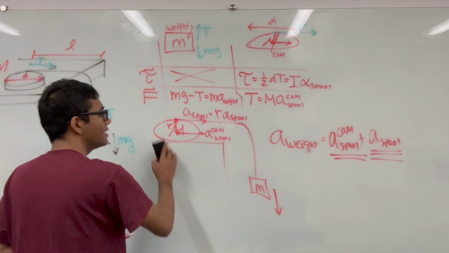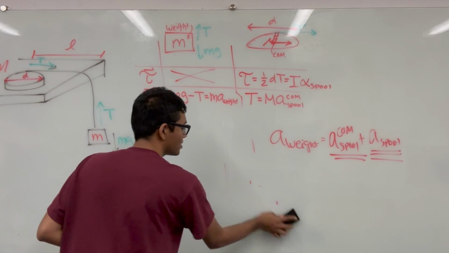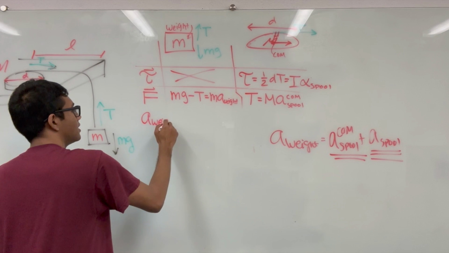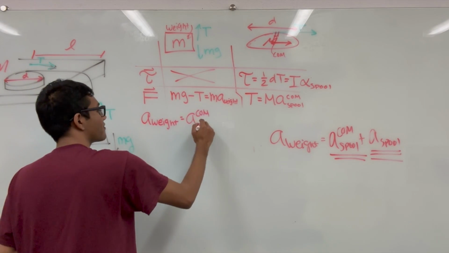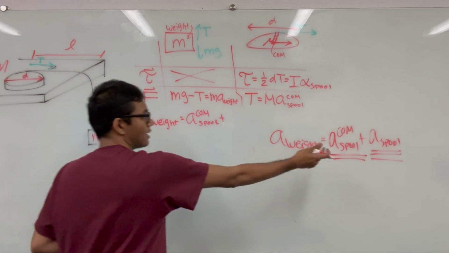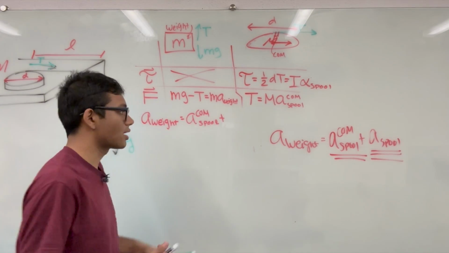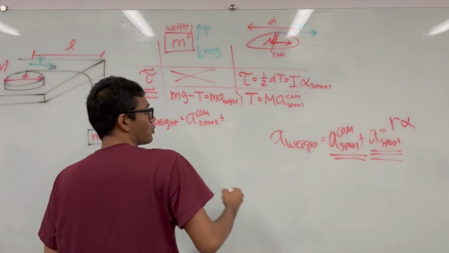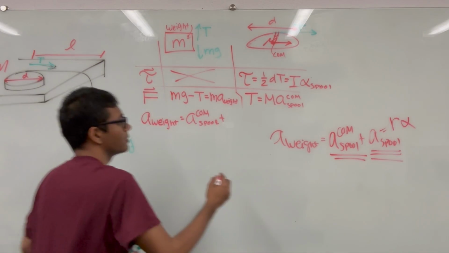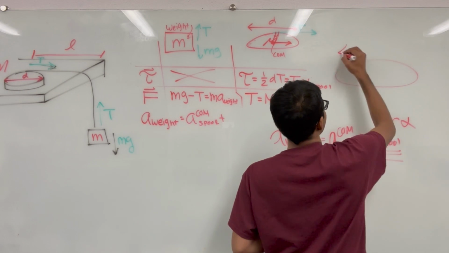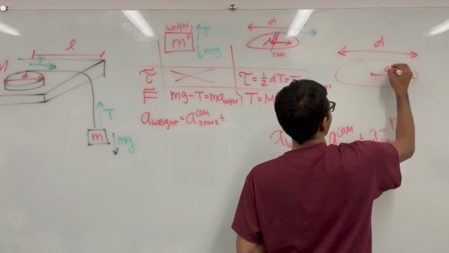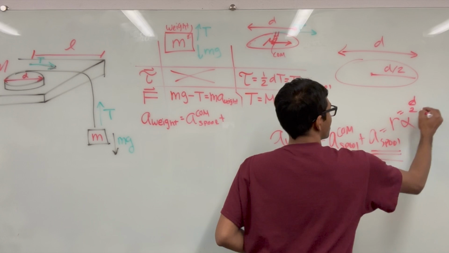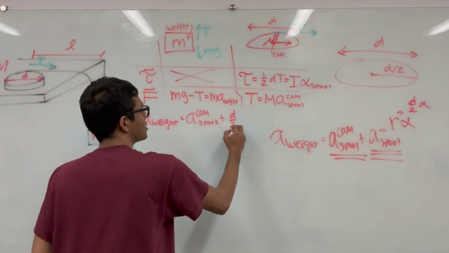So the additional equation that we're going to need to solve this problem is, in fact, this equation right here. That the acceleration of the weight is equal to the acceleration of the center of mass of the spool plus the acceleration of the spool itself, the rotational contribution to the acceleration. And what is that going to be? Well, we recall that linear acceleration is r alpha. And what is r? Well, if I look at my diagram here, this spool has a diameter d, so r is simply going to be d over 2. That tells me my acceleration of the spool is going to be d over 2 alpha.